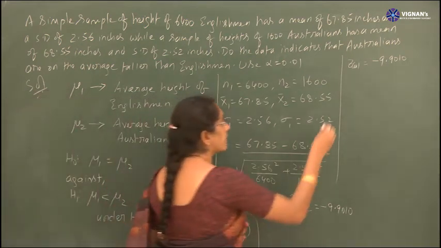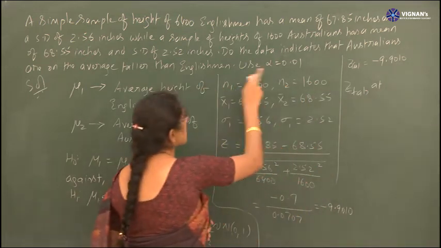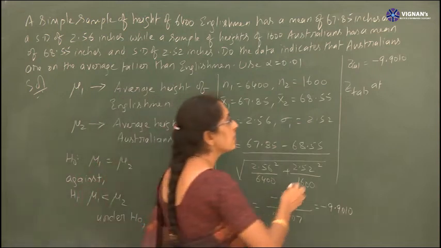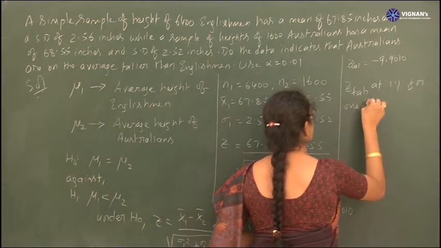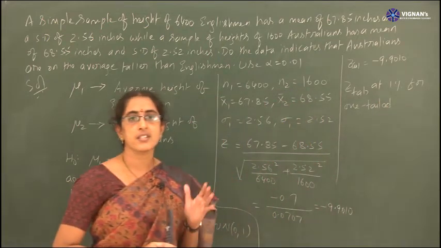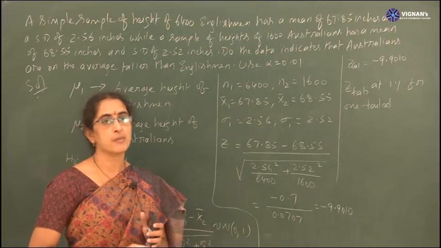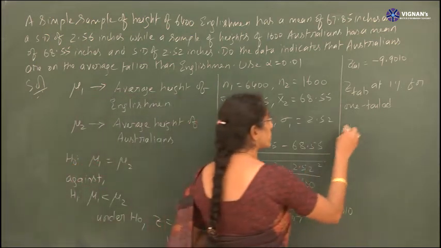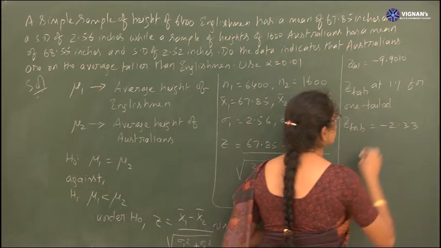So next, obtain the tabulated value of Z at the level of significance they have mentioned as 1%. So at 1% level of significance for one-tailed. Why we are mentioning here one-tailed: because the alternative hypothesis is one-tailed, here left-tailed, so before the tabulated value we have to place a minus sign. So the tab value will become here minus 2.33.